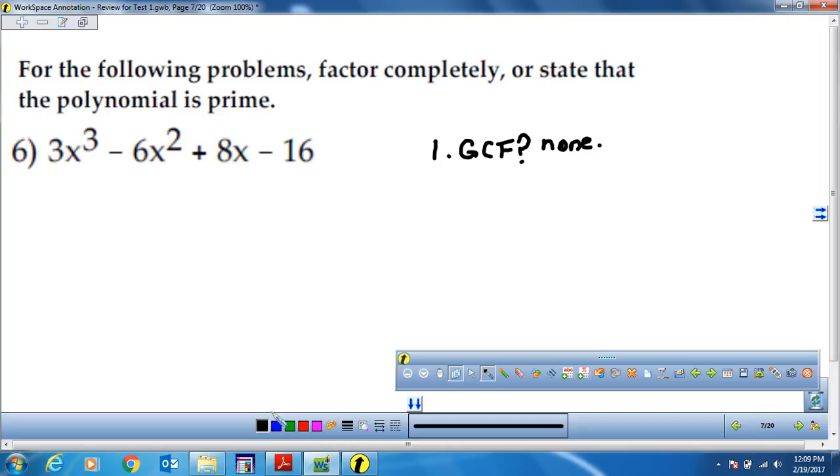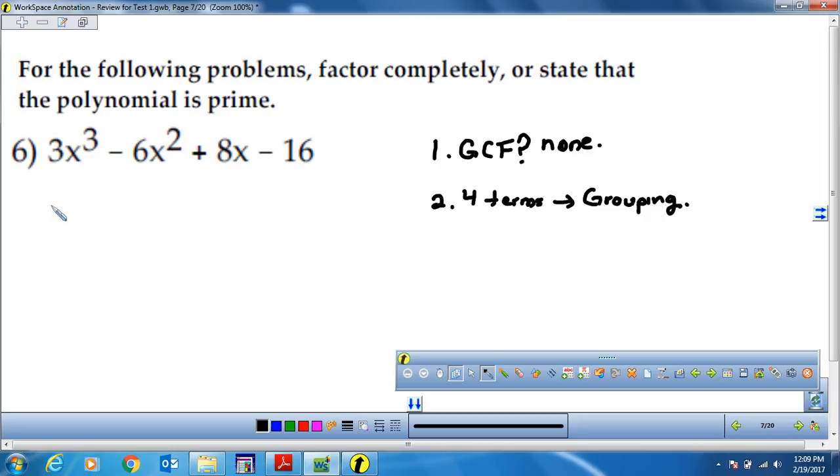Second part of the procedure is that now we need to determine the correct process for us to use to factor this polynomial. Since this polynomial has 1, 2, 3, 4 terms, remember that the process we use when it has 4 terms is we factor by grouping.